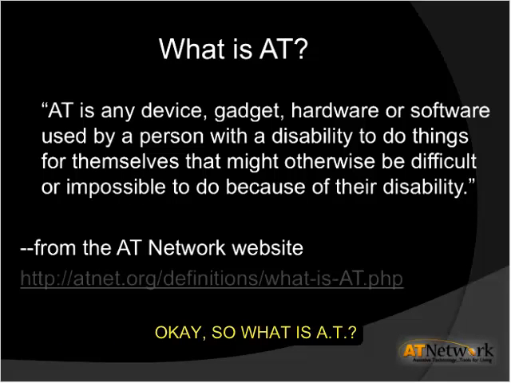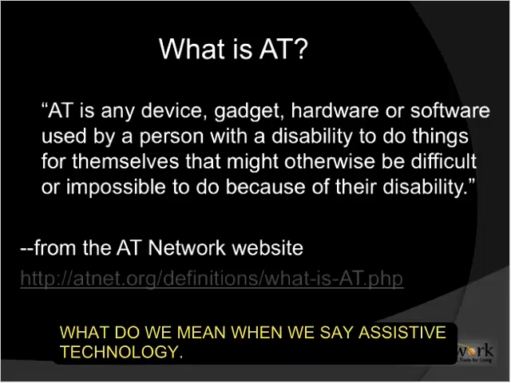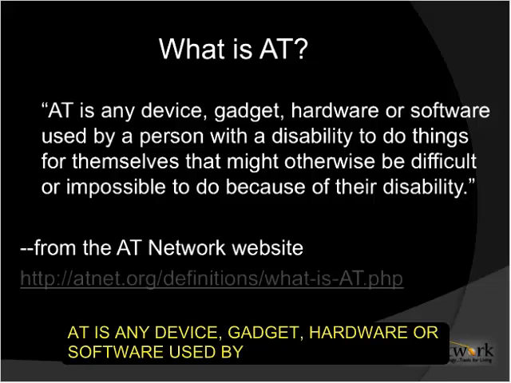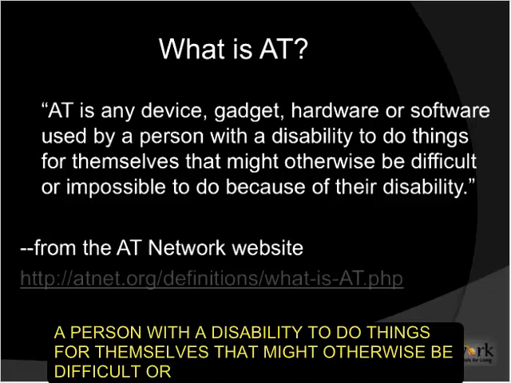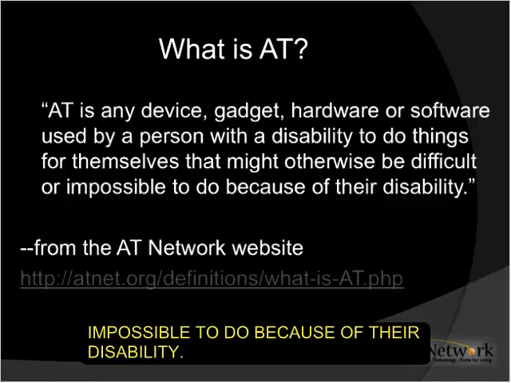Okay, so what is AT? What do we mean when we say AT, or assistive technology? AT is any device, gadget, hardware or software used by a person with a disability to do things for themselves that might otherwise be difficult or impossible to do because of their disability.